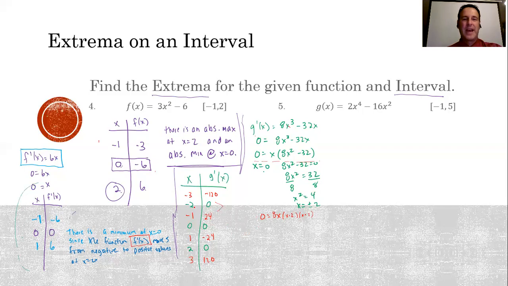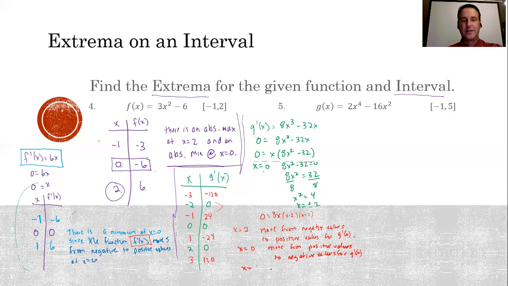All right, so what does that mean? Well, let's take a look. At -2, we go from negative values to positive values for g prime of x. Okay, at x equals 0, we do the reverse. We move from positive values to negative values for g prime of x.